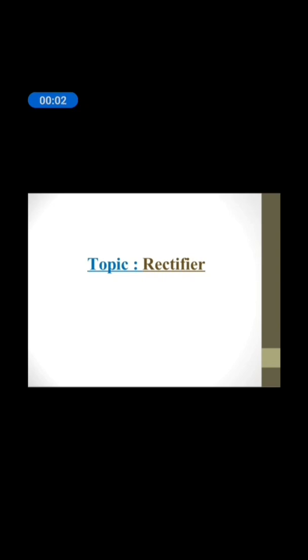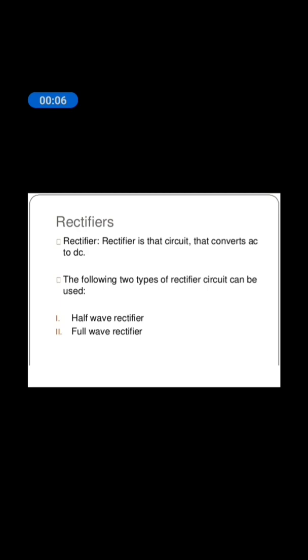Today we study about rectifier. A rectifier is that circuit that converts AC to DC, and the process of converting from AC to DC is called rectification. The following two types of rectifier circuits can be used. First is half wave rectifier and second is full wave rectifier.